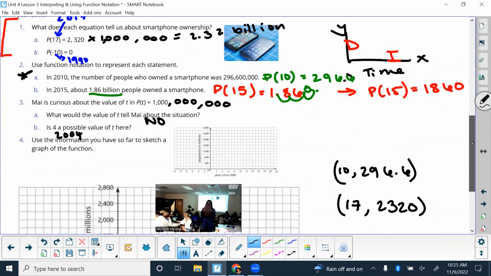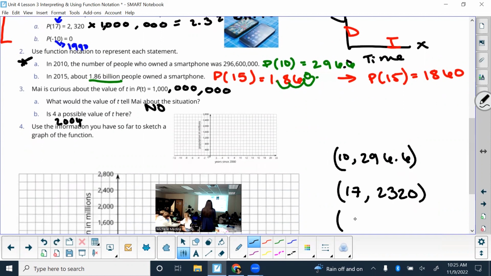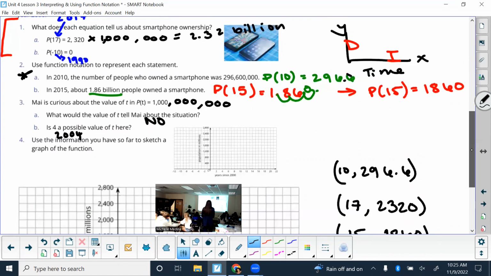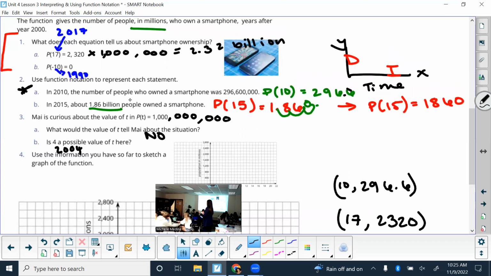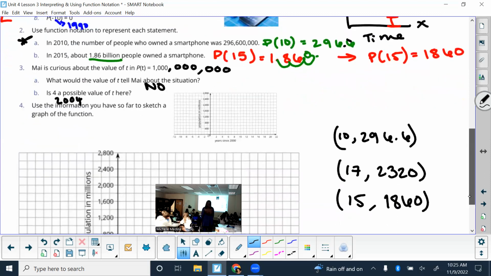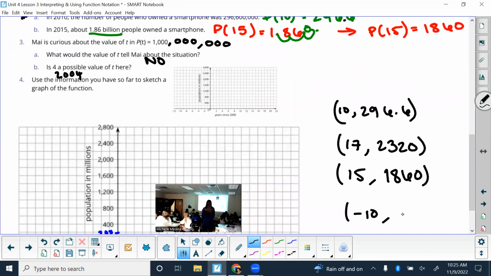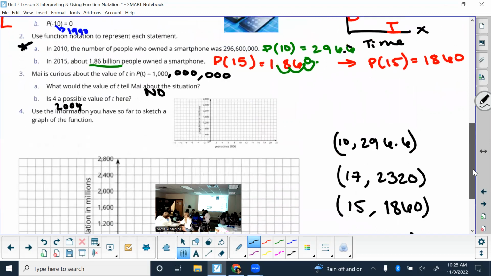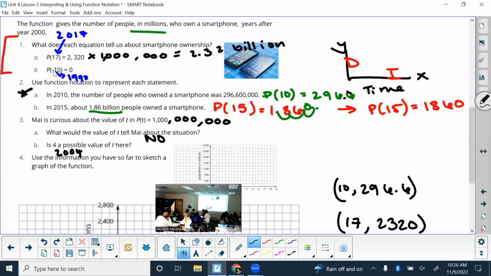What's another point that we know for sure is on the graph? 15 comma what? 1860 actually, because remember it's in the millions. And then there's one more that we know for sure is on the graph. This one. Negative 10 comma 0. So if you got all those, great. If not, make sure you transfer it over. We know because that's what they told us in the problem. And some they told us from descriptions, and some they told us in function notation.